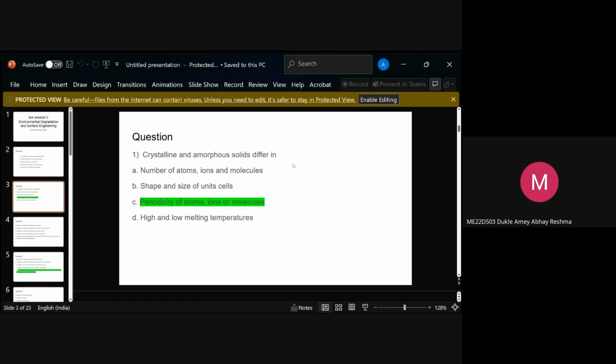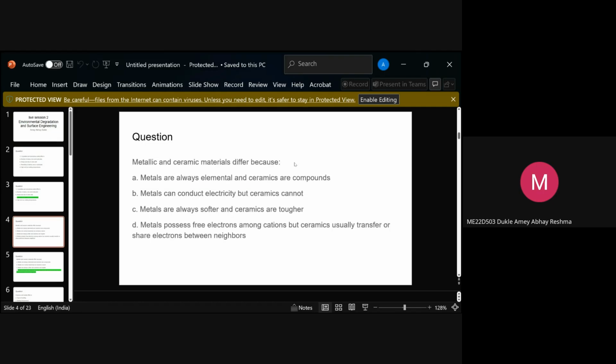Majorly how it is detected is using XRD. In an XRD, if you have a very crystalline solid, you will get very sharp peaks. Whereas in case of amorphous solids, you will get a very broad peak, which signifies a broad crystalline nature.